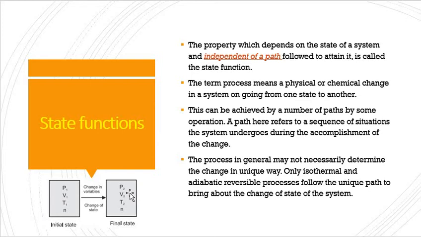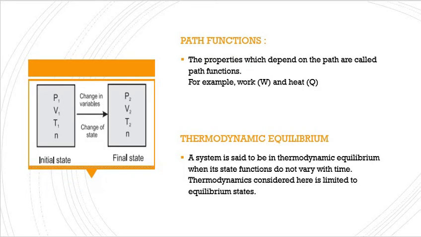And at the end, I will only say state functions are the functions which are usually represented with delta, like delta U, delta G, delta S, delta T, delta V, which are having final value and initial value. Now the next term, which is path function. Path functions are the properties which depend upon the path, and that is why they are called path functions. For example, work and heat.